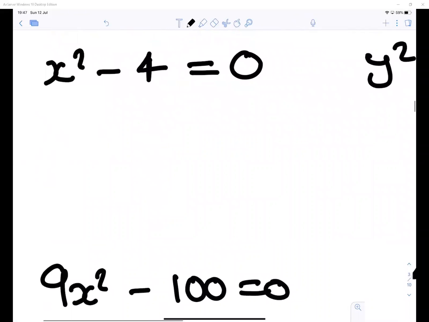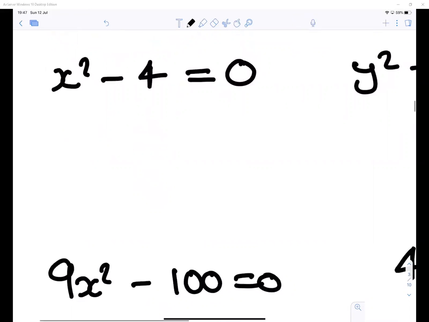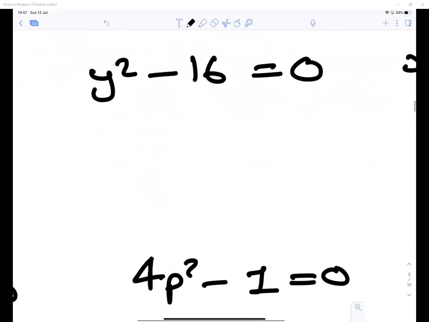You've already done that one? Are we doing x squared minus 4? Yeah. Okay, let's leave that one. Are we doing this one? Yeah, we're doing it now. Okay, let's do that now with me then.